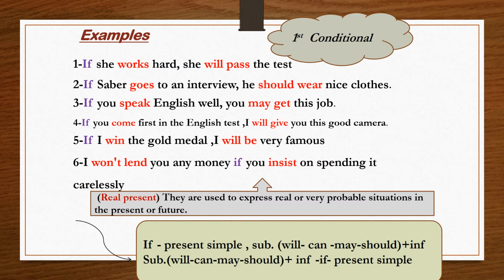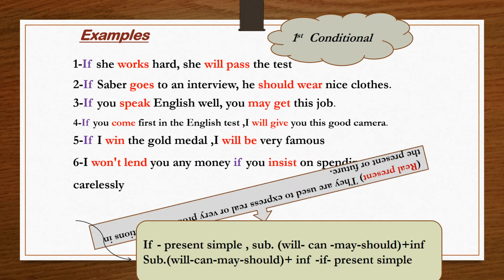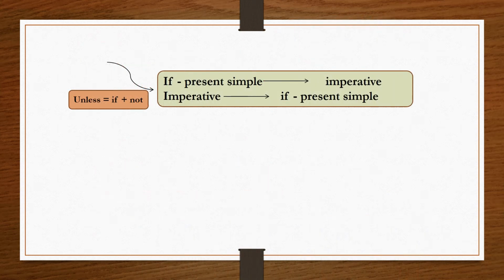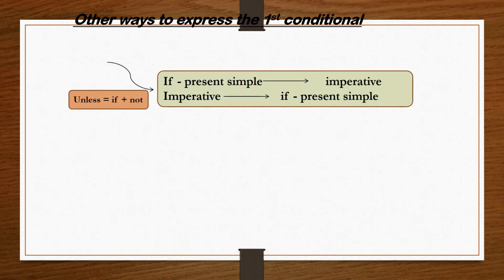The form of the first conditional is if plus the present simple, and then we have subject plus will or can or may or should or must or have to or has to, and so on. We have other ways to express the first conditional, okay?